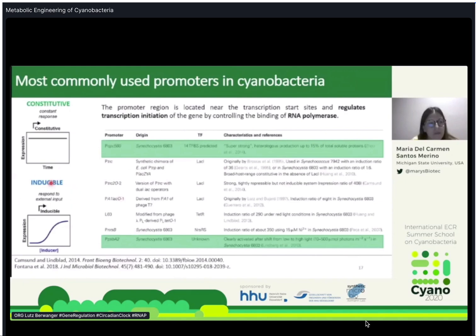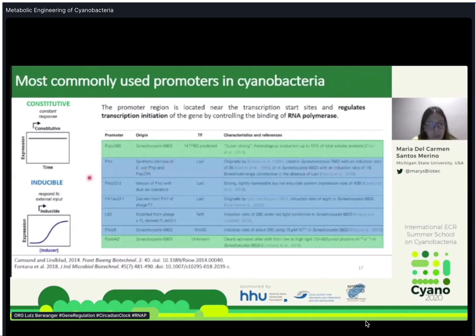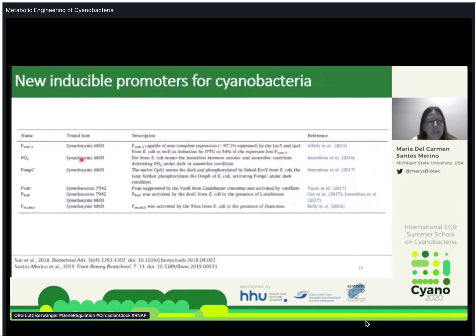We have also some inducible promoters, which respond to an external input, normally the concentration of our inducer. In this list, we have some specific ones that have been developed for E. coli, but they work in cyanobacteria: PTRC, PLAC. Recently developed for Cyanocystis, L03, which is inducible by anhydrotetracycline. And also one endogenous promoter from Cyanocystis, PNRSB, which is inducible by nickel. This is a small list of the promoters that have been used in cyanobacteria, but more and more promoters are being discovered.